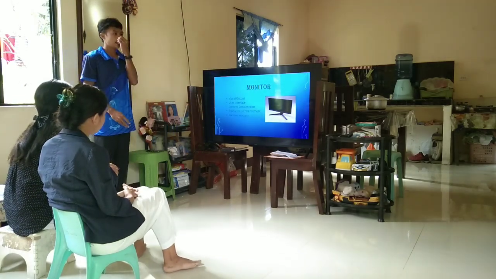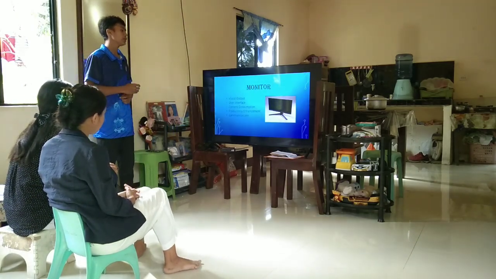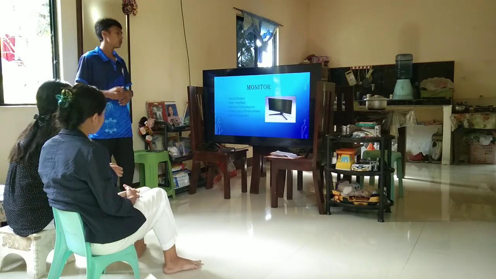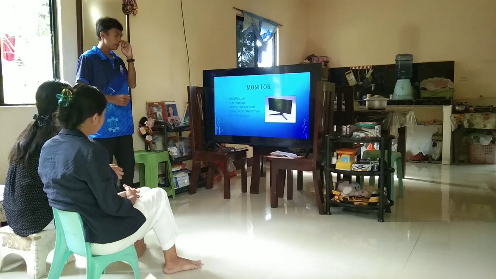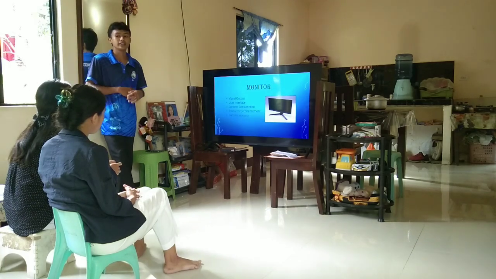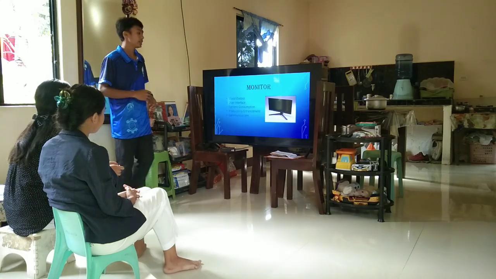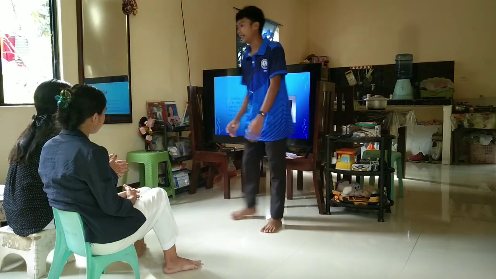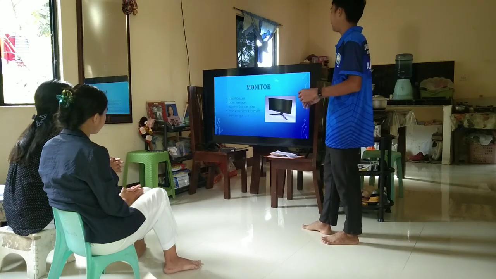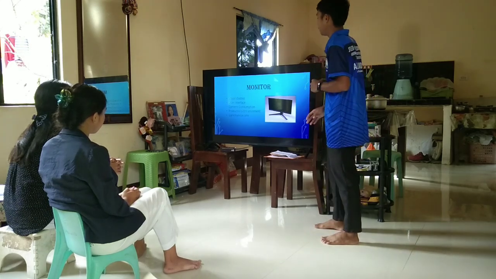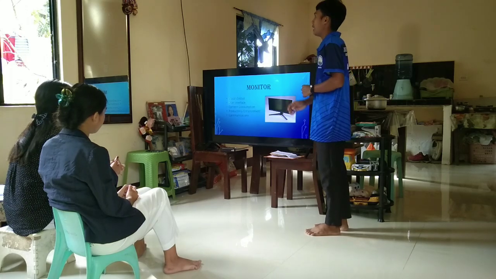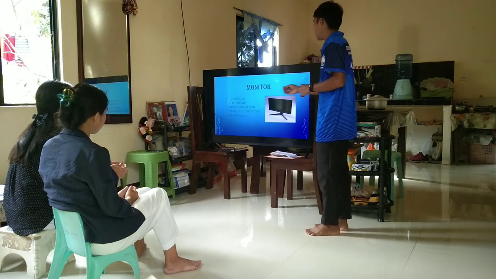Not just information can be visually shown by a monitor. It can also show pictures or videos. Nowadays we know a lot of content creators, right? The content creators use the monitor for editing. They do not use cell phones for editing, but they use the monitor so that they can easily show or present their content or videos.